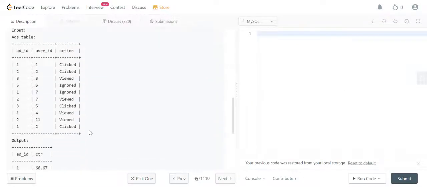So if you just have a look, let's try to calculate for ad ID one. For one, we have clicked, and then again for one we have ignored, then we have viewed, then we have clicked, right?